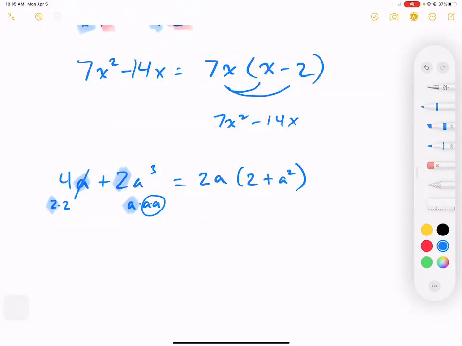Let's double check it. 2 times 2 is 4a. And then 2a times a squared is 2a cubed. And now I have 2 plus 1 is 3. And that takes us back to where we started from. Okay? And this is the easy way of factoring a monomial out. And we always want to try to do this first if possible.